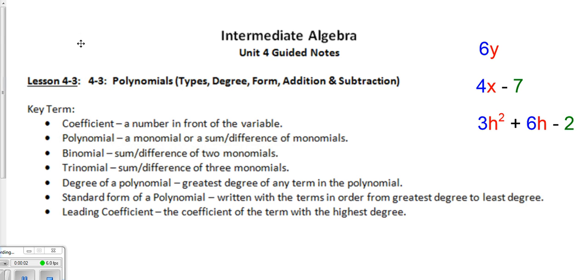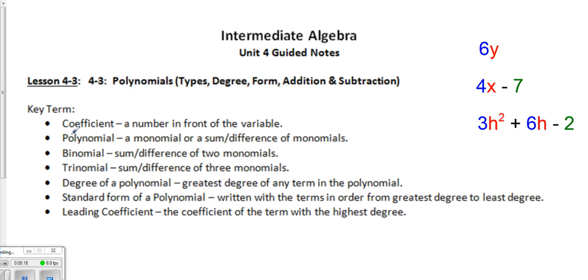All right, we got lesson 4.3. This is all about polynomials, the types, degrees, forms, addition, subtraction, so different things we can do with our polynomials and kind of identifying our polynomials. So some key terms first.